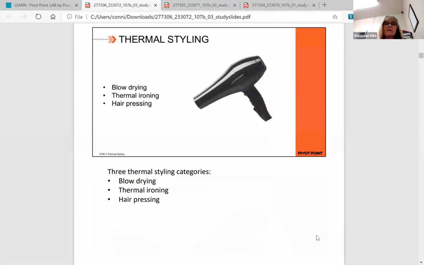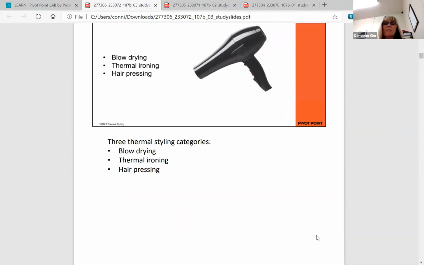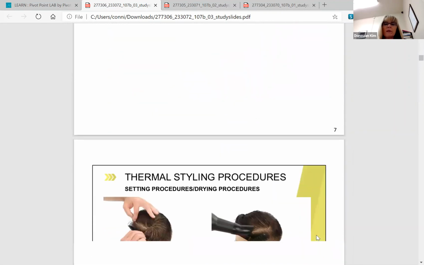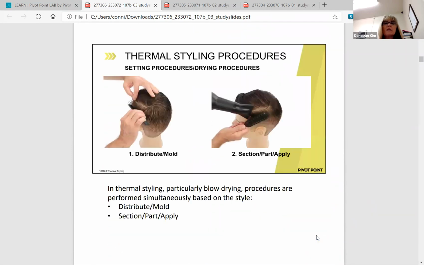So some of the things that we use for thermal hairstyling are blow drying, thermal irons, hair pressing. Now there's more, but these are some of them. Okay, so our procedures are going to be, remember we talked about the procedures in the beginning. So here's a procedure. We're going to distribute/mold the hair. So we're going to comb it and put it where we want it. And then we're going to start sectioning it off to blow dry it.